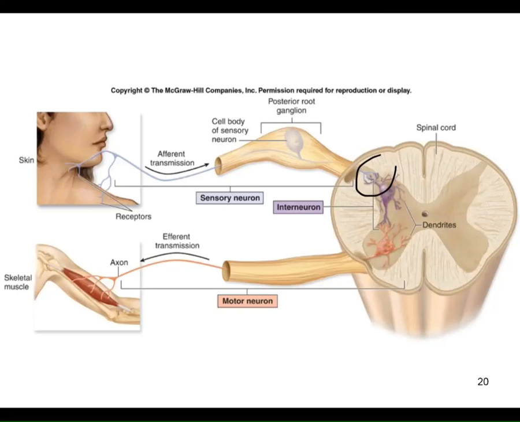Synapse. Right, so a synapse is where two cells, these two neurons, come almost into touching each other. And you see that the blue is the sensory neuron. And it's now going to communicate with this purple neuron. This is an interneuron. It is completely contained within the spinal cord.